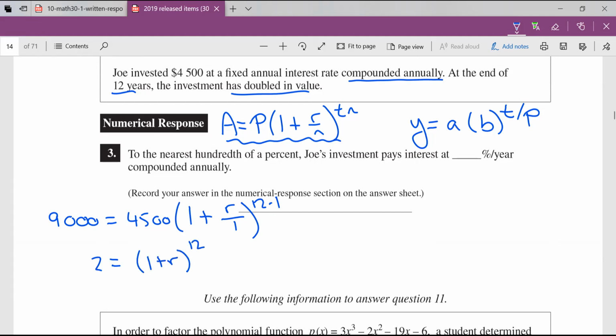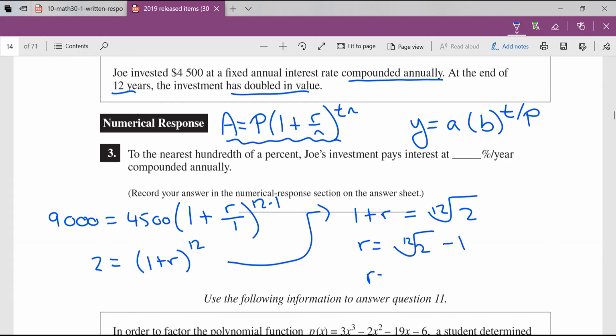And isolating for r, so I'm going to take the 12th root of both sides. So I get the 12th root of 2. And then what I'm going to do is just isolate. So I'm going to go the 12th root of 2 minus 1. And if you take a second to put that in the calculator, we should get something close to 6. And we get, to the nearest 100th, I get 5.95.